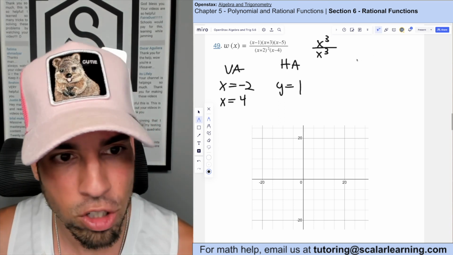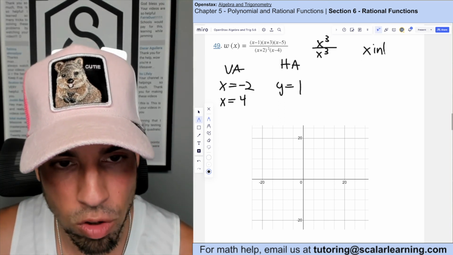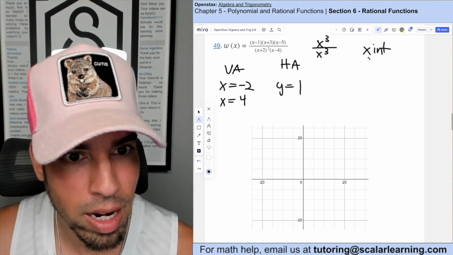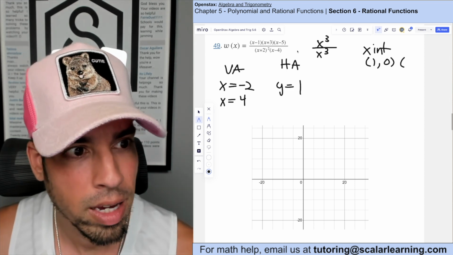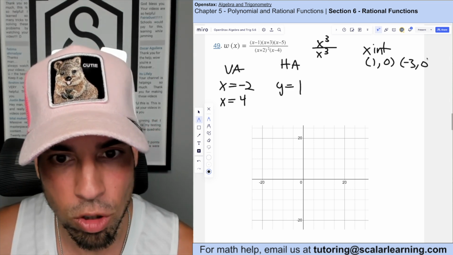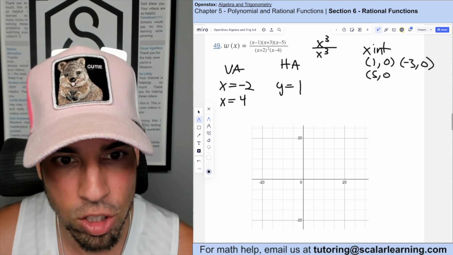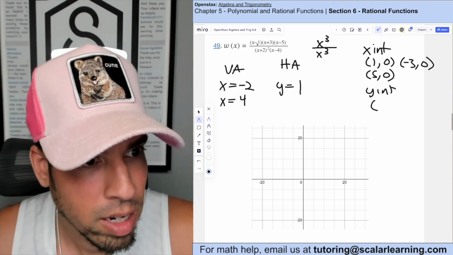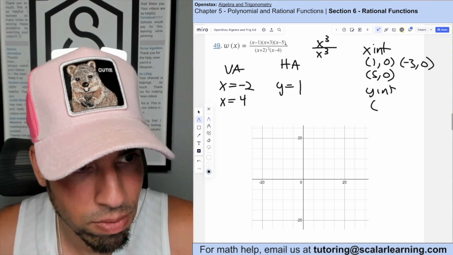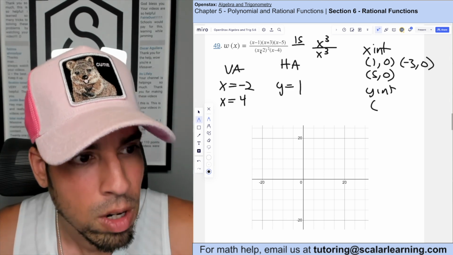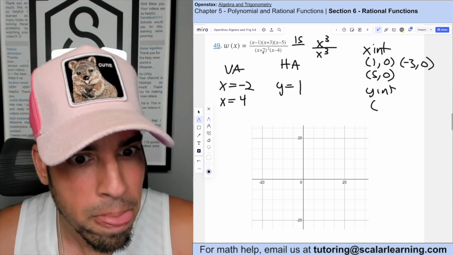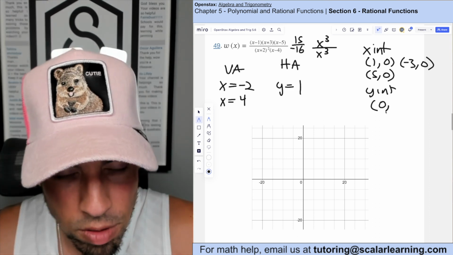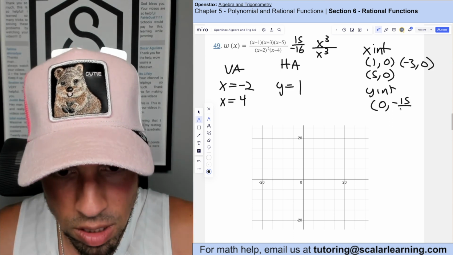Now we can find our intercepts. So we've got our x-intercepts occurring when the function value goes to 0, meaning we're looking where that numerator zeroes out. So we got x-intercepts at 1, 0, at -3, 0, for that middle term, and then at the end at 5, 0. For the y-intercept, we just plug in 0 for x, so we get -1 times 3, which is -3, times -5 is +15, over 0 plus 2 is 2, squared is 4, times -4 is -16. So we have a y-intercept of 0, -15 over 16, really close to -1.